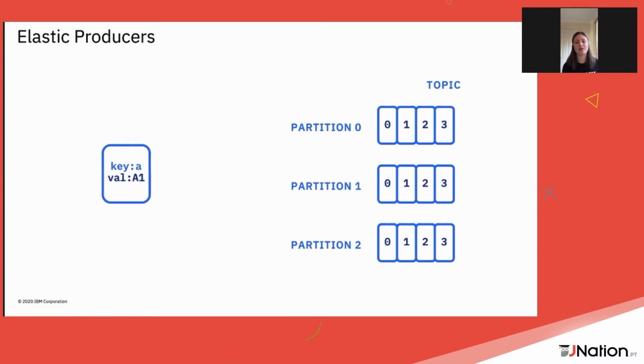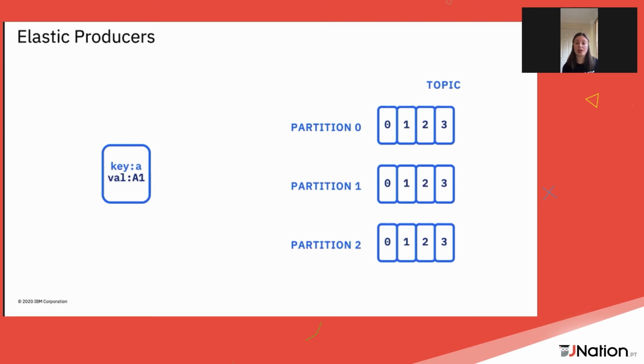Individual records are key value pairs, where your value is normally your message or your event. And the way a topic is set up, you will have lots of different partitions. These are spread out across all of the different brokers so that you don't have all of the traffic for a particular topic, if it's a busy topic, going to just one broker.